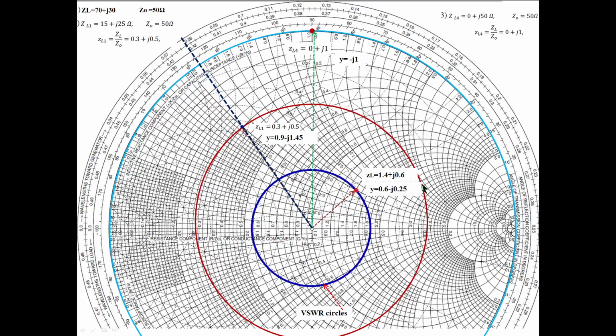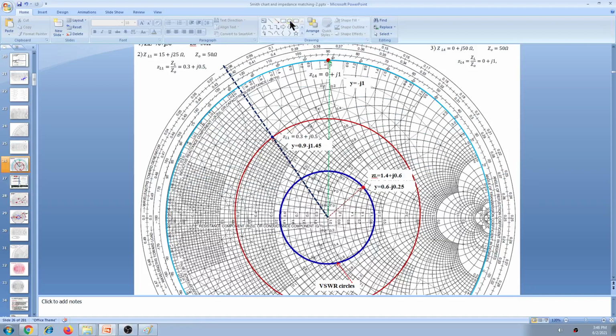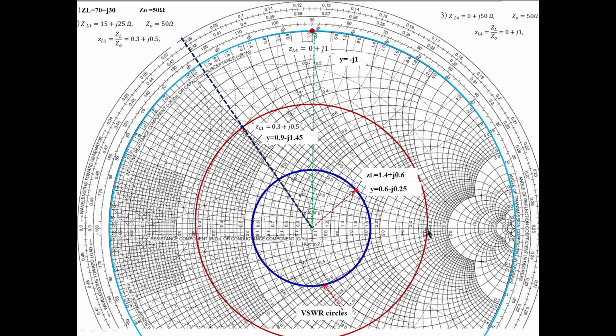To find the maximum impedance, from here you go on moving like this, and you stop whenever this VSWR circle intersects with the horizontal line. This is the horizontal line here. You stop here, so this is the point. You should stop here.